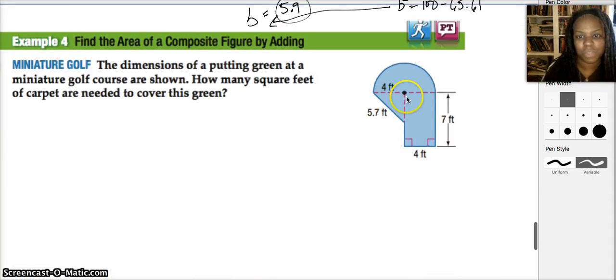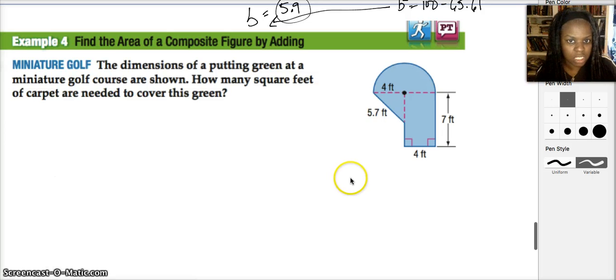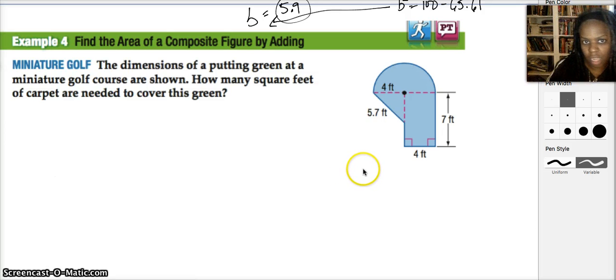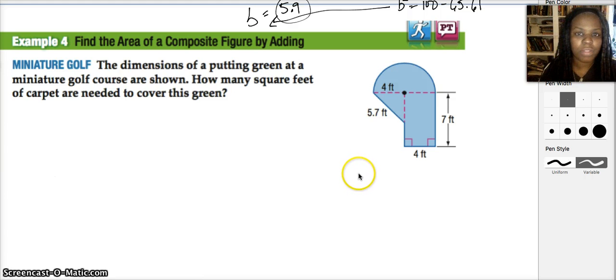Here's a composite figure. We've got a half circle here, a rectangle, and a triangle. I don't really have a whole lot of time to do this. Can you do it? How about this for a change of pace? If you do this and send me a picture, I will give you extra credit if it's right. I know the answer's in the book, but just show me work.